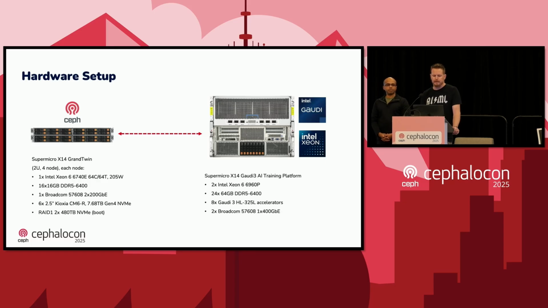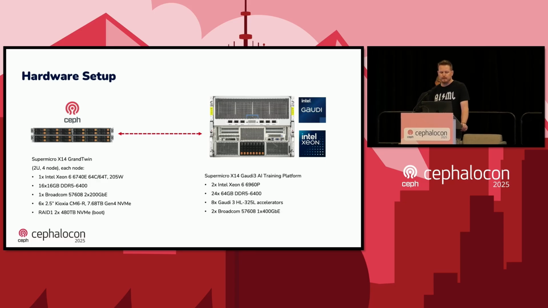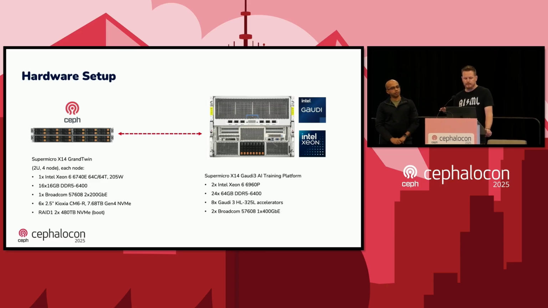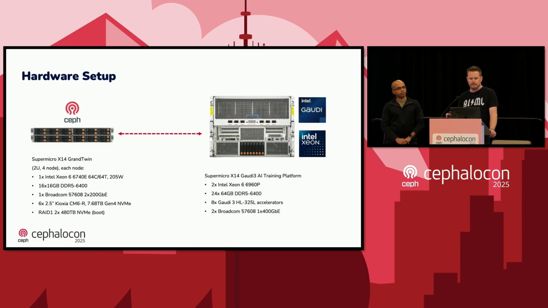Actually, there's a mistake on here. This should be 250 watts, and 96 cores, 96 threads. So each system in this 4-node 2U setup has 96 cores and 96 threads, so there's no hyper-threading, and 250 watts per processor. We have 512 gigs of DDR, and a 2x200 bonded link that we're using to run all the traffic over. And then there are 6 Gen 4 NVMe drives from Kioxia.